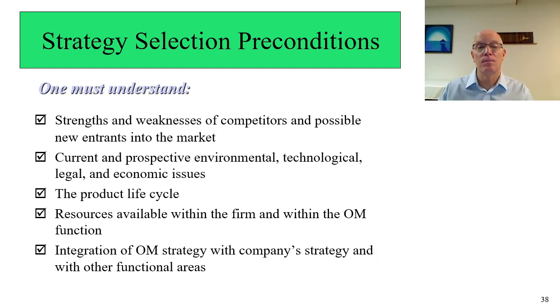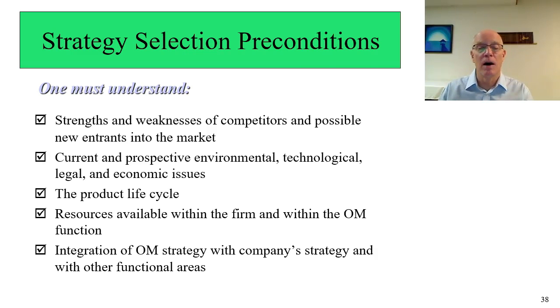But when we do this, we have to understand the strengths and weaknesses of our competitors and other possible new entrants into the field. By new entrants, I mean new companies showing up trying to take away our customers and our money. Then there are the product life cycle and the resources available within the firm or within the function. And this really ties back to what I said before: the technologies, the equipment, or the people. If you don't have those items that can help you be successful in a new area or a new technology, you're going to have trouble.